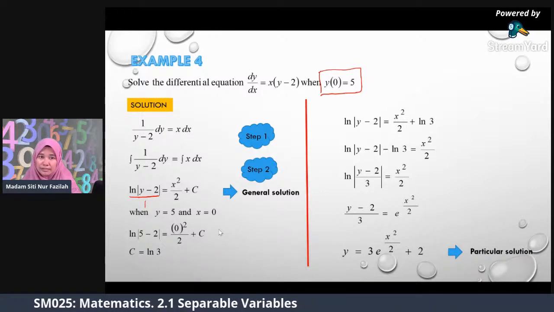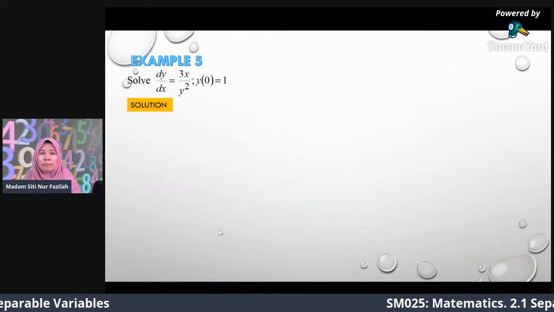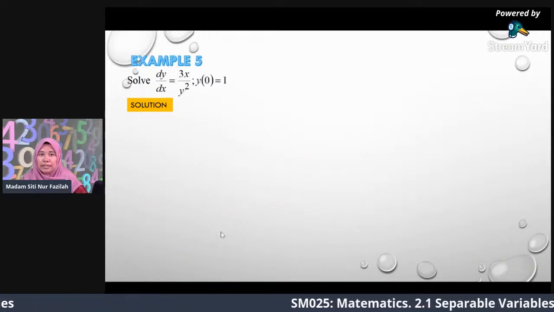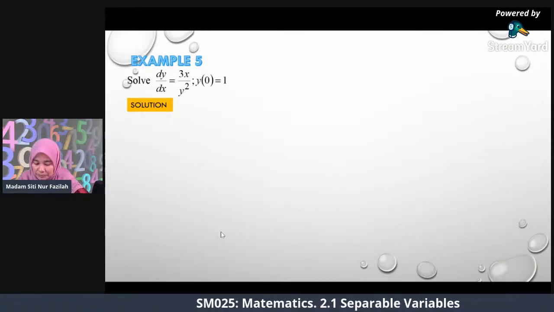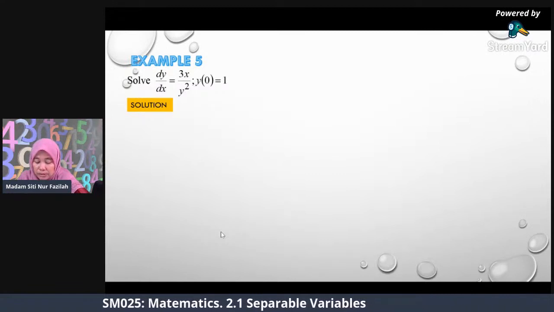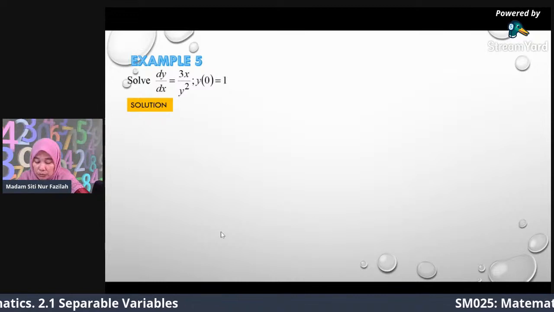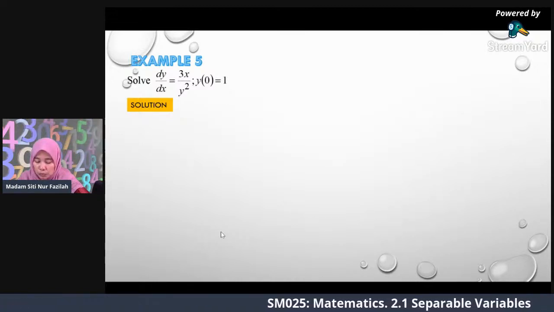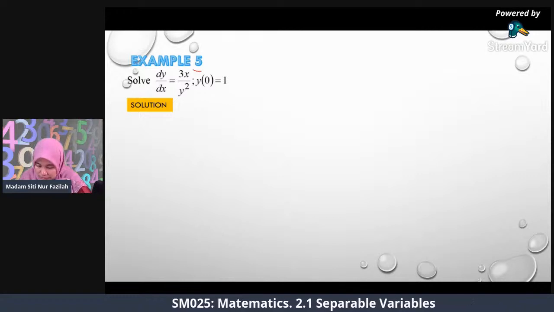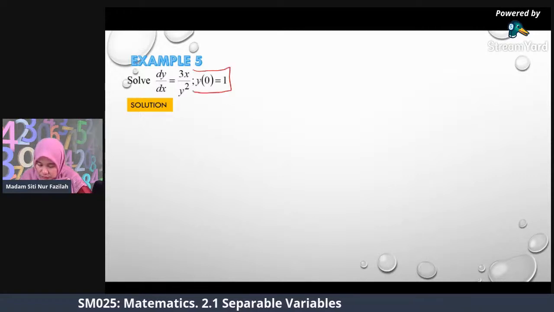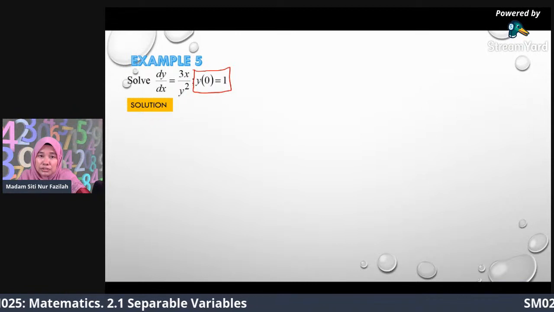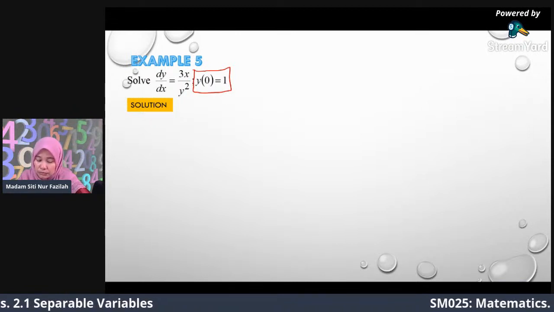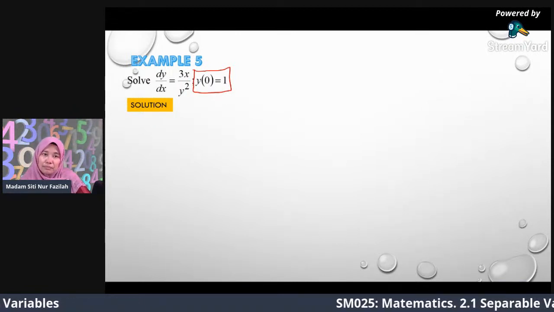Next we go to example 5. Solve dy over dx equals 3x over y squared, with y(0) equal to 1. This question also has a condition, y(0) equal to 1.